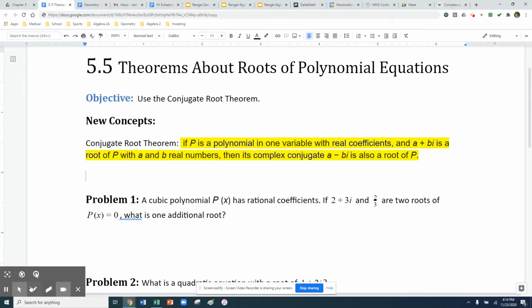If you know that one of your roots, say, is 3 plus 4i, that's one of your solutions to your polynomial, then 3 minus 4i also has to be one of your solutions or one of your roots. Remember, solutions, roots, they're the exact same thing. They mean the same thing. So if you have that root 3 plus 4i, that also tells you then you have a second root 3 minus 4i.